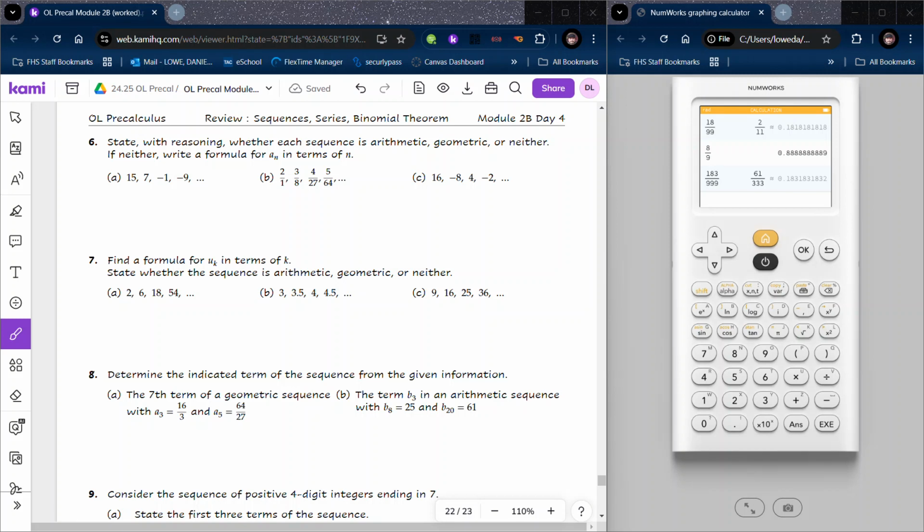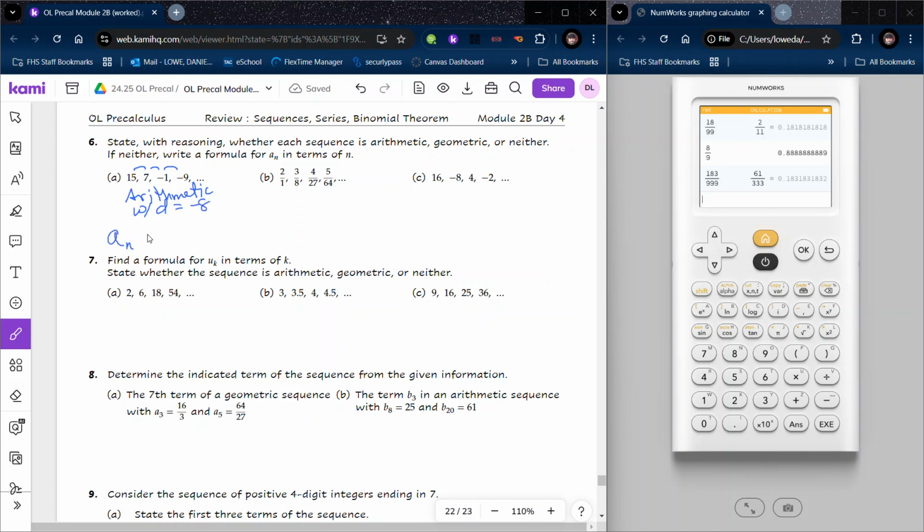Okay, continuing with our videos, we will look at determining if a sequence is arithmetic, geometric, or neither, and writing a formula in terms of n for our particular sequence. All right, so we look to our first one, and we see that each time we're subtracting 8, and so we know that we're arithmetic, right, with the common difference of -8.